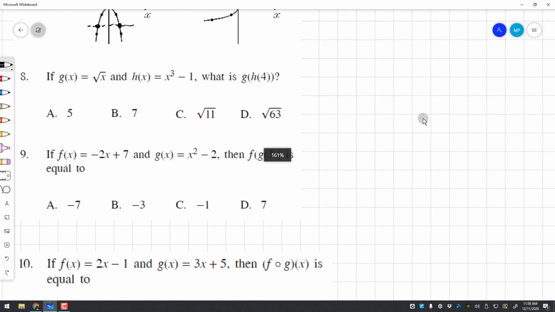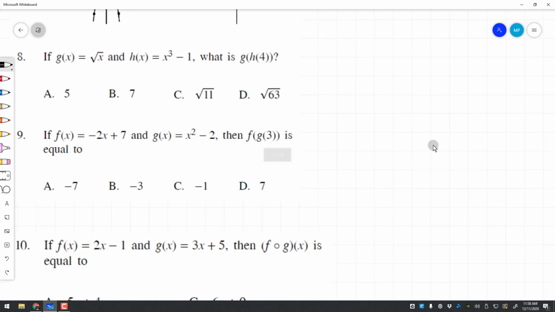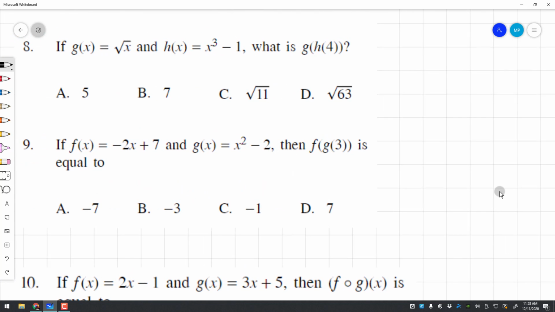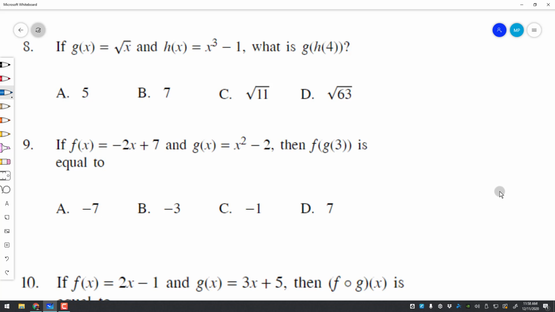Number 8 and 9, these are composition of function problems. So making these a little larger. Here's g of x, here's h of x, and it wants me to find g of h of 4. If we're plugging in a value, we're just going to go straight to finding the inner value. What is h of 4?